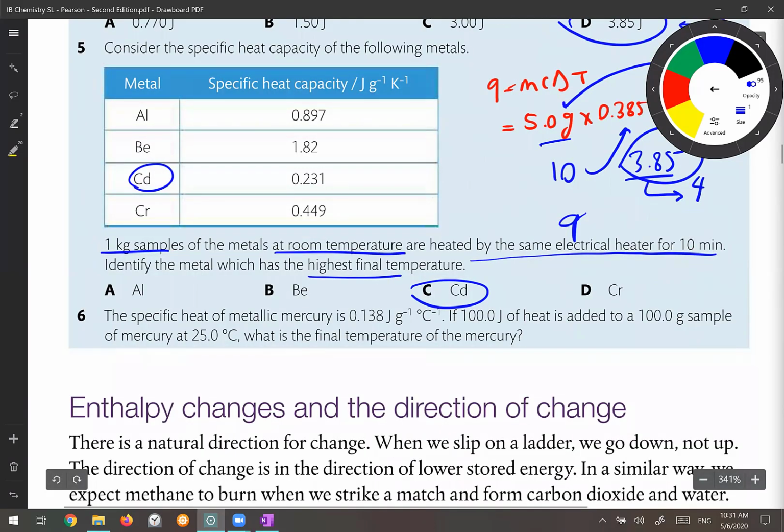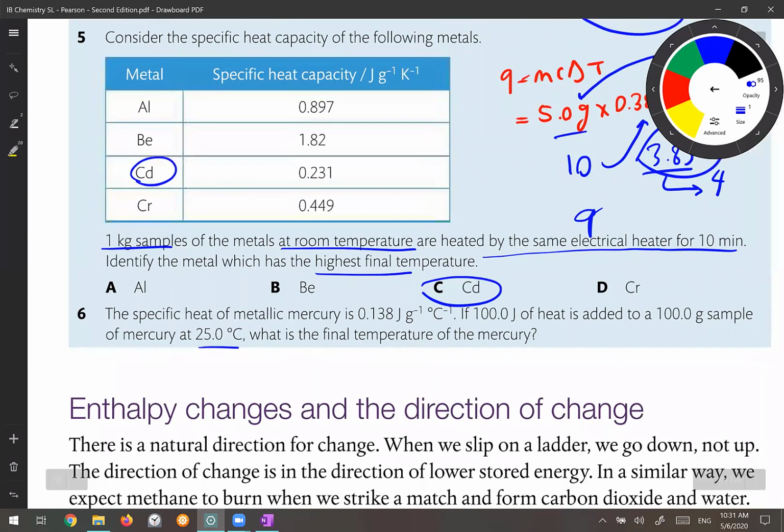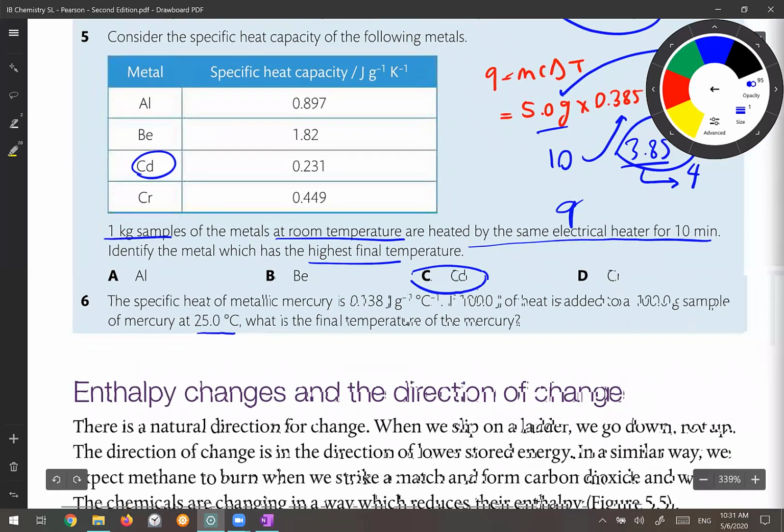Question number 6 says the specific heat capacity of the metallic mercury is 0.138 joule per gram per degree centigrade. If 100 joule of heat is added to 100 gram of sample of mercury at 25 degrees, what is the final temperature? So we have everything. We can find the final temperature. Let's at the beginning find the delta T, then we will find the final temperature. So our equation is Q equals mc delta T. So if we want to find the delta T, it becomes Q over mc.